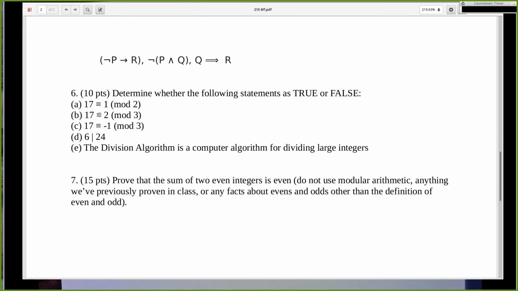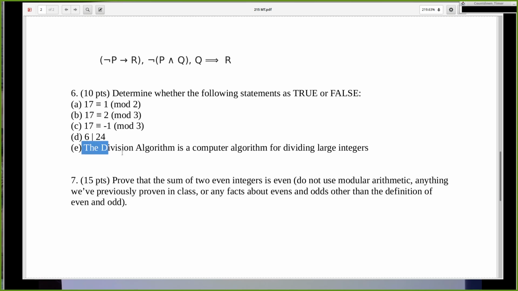17 minus 2 is 15. That's divisible by 3. So those are congruent. 17 minus negative 1 is 18. That's divisible by 3. So those are congruent. Put differently, this is 1 less than a multiple of 3. This is also 1 less than a multiple of 3. Because 18 is a multiple of 3. 6 divides 24. Yes, that is true. 24 is 4 times 6.